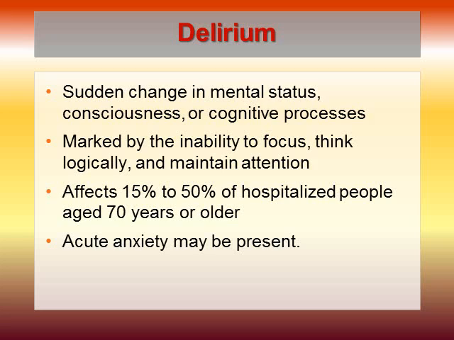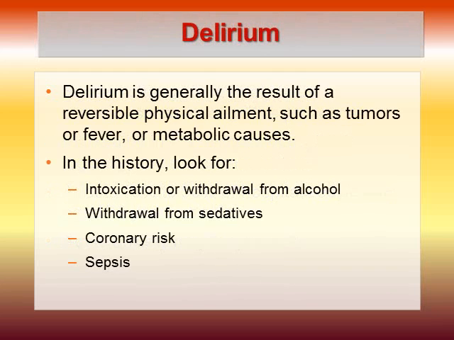Delirium is a sudden change in mental status, consciousness, or ability to think, and it usually starts with difficulty to focus, think logically, and is associated with acute anxiety. This affects almost 50% of people who've been hospitalized over the age of 70. Delirium is usually reversible, so this is not the same thing as dementia, and this is one of the things that EMS people want to tell the difference.